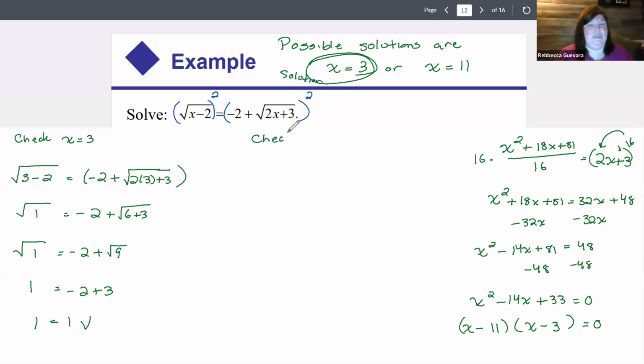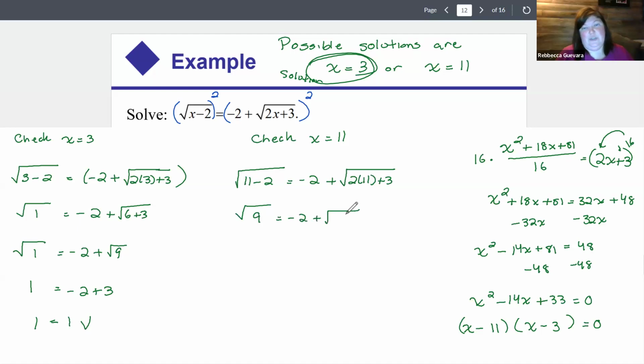Now we're going to check the other one because we don't know. It could be a solution, it could not. So x equals 11. So we're going to have the square root of 11 minus 2 equals negative 2 plus the square root of 2 times 11 plus 3. So this is the square root of 9 equals negative 2 plus the square root of 22 plus 3, so 25. So this is 3, negative 2 plus 5, and we get 3 equals 3. So in this case, once again, both are actually solutions.